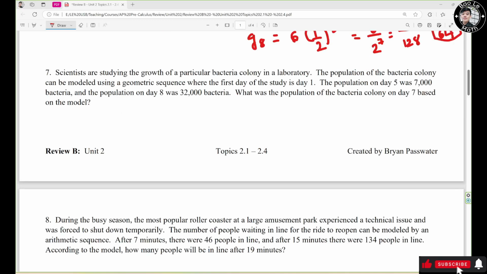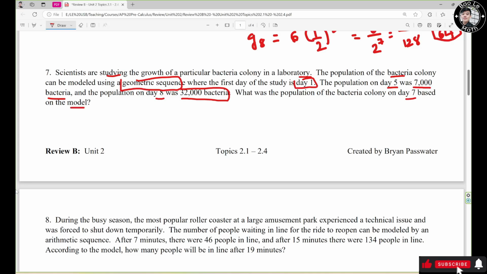Now let's move on to number 7, the word problem. Scientists are studying the growth of a particular bacterial colony in a laboratory. The population of the bacterial colony can be modeled using a geometric sequence, where the first day of the study is day 1. The population on day 5 was 7,000 bacteria, and the population on day 8 was 32,000 bacteria. What was the population of the bacterial colony on day 7 based on the model?